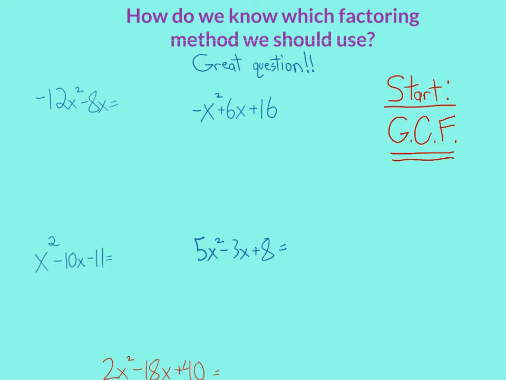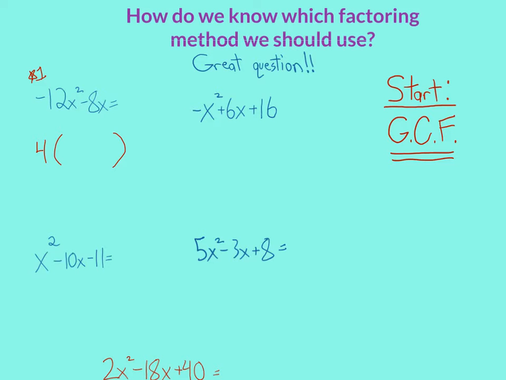So I would look here at this example problem number 1, right over here. It's only got 2 terms. So the methods we know, the GCF and trinomial, this one obviously can't be trinomial because there's not 3 terms in it. So it's going to be a GCF. And out of that 12 and 8, I'm going to think of pulling out a 4.